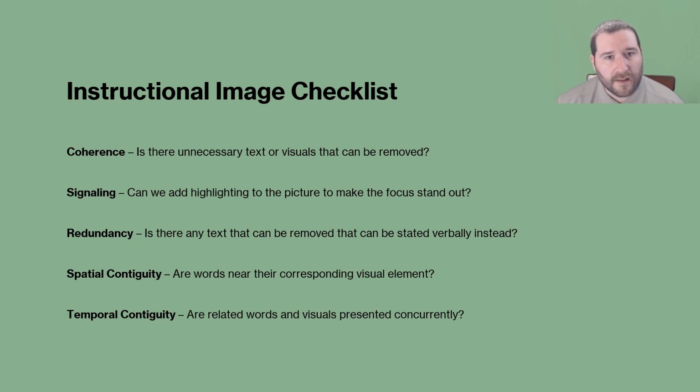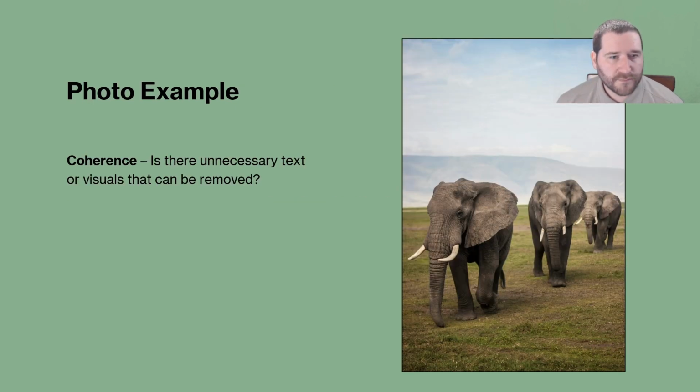So that's what we want to look at when we're looking at instructional images. That's what we want to kind of check with ourselves. And then we can always make edits to kind of tweak some of this. And we're going to take a look at that next. So starting off, we have a photo. I have a representational photo here of some elephants. And we want to ask ourselves our different questions from our checklist. And then we want to think, is there editing that we can do?